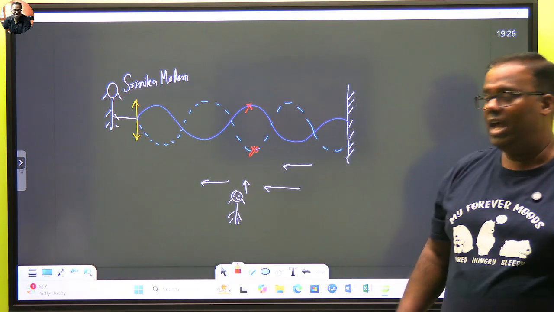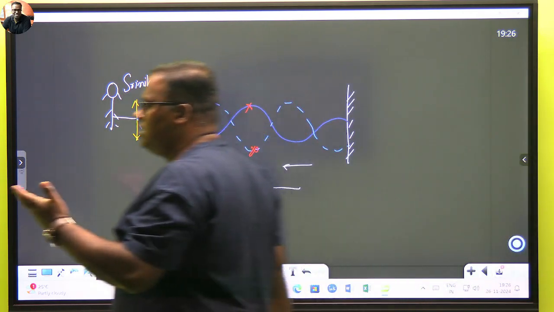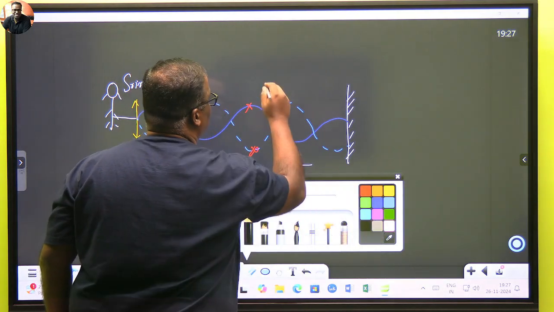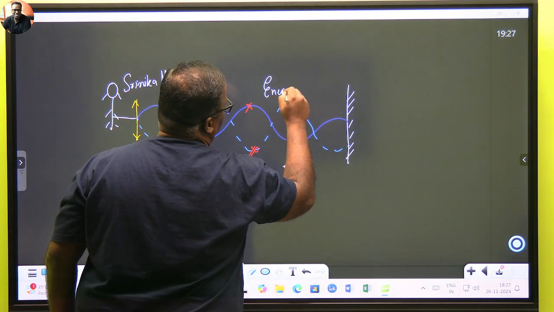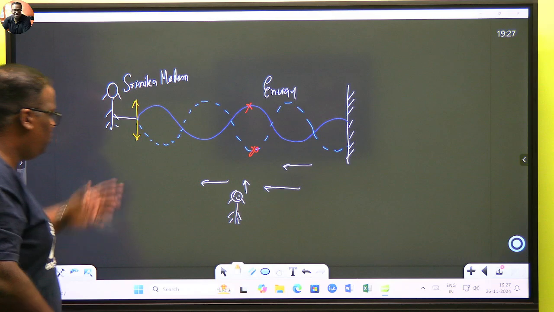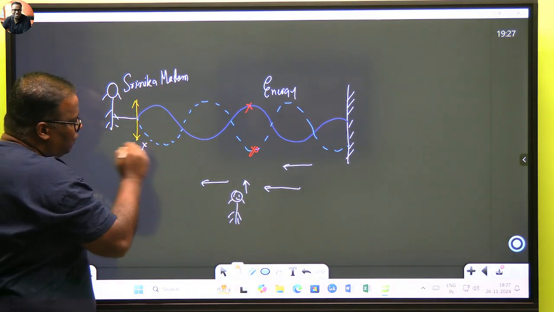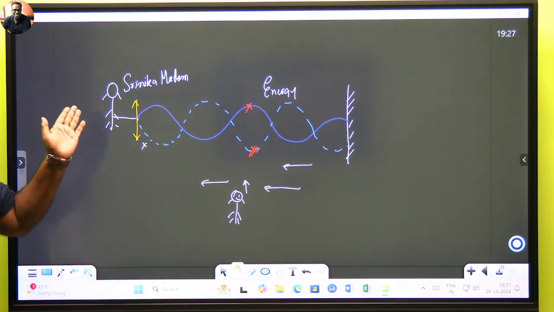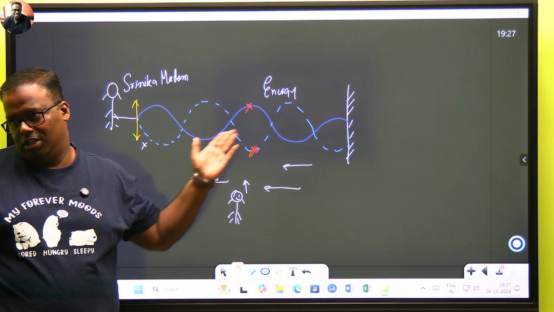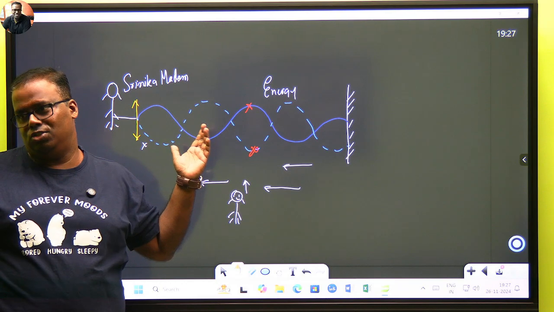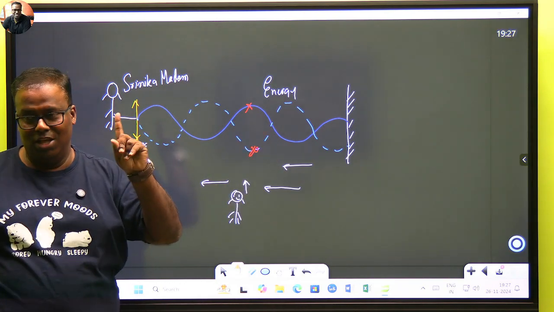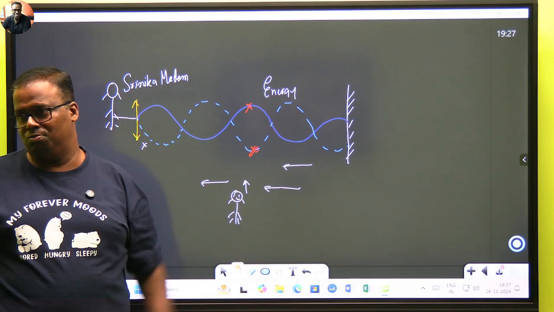Right. And a wave will always transfer something which is known as energy. It has to. The water which was here kissing my feet suddenly goes and splashes on my face. Who gave it energy? The wave gives this energy. So wave transmits what? Wave transmits energy, not matter. Matter remains at its respective position.